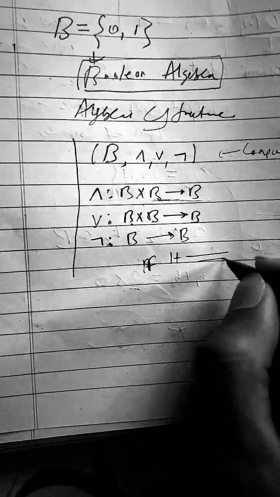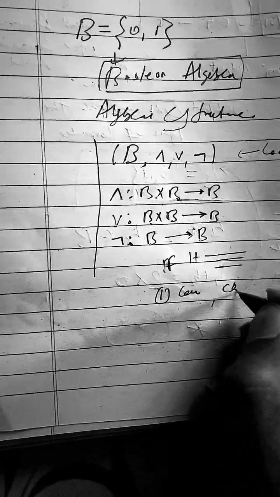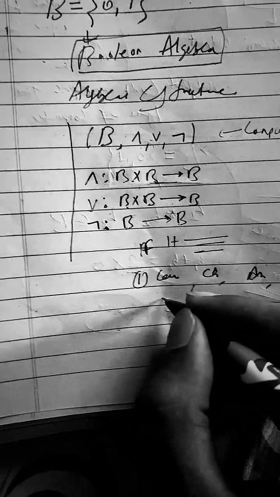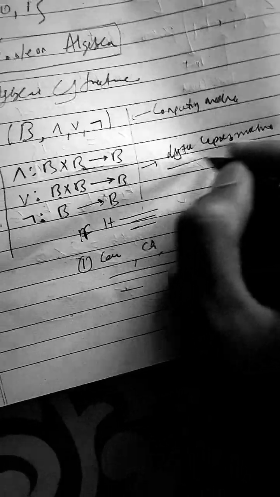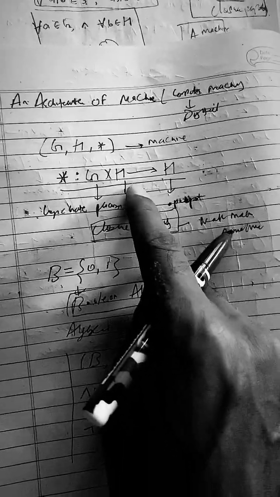This structure, with these operations defined, is called a Boolean algebra if it satisfies some axioms. What are those axioms? The axioms are commutativity, closure, associativity, distributivity, complement, and various other laws. If those laws are satisfied, then we get a full digital computing machine. This is a powerful machine, and this kind of machine has this kind of structure.